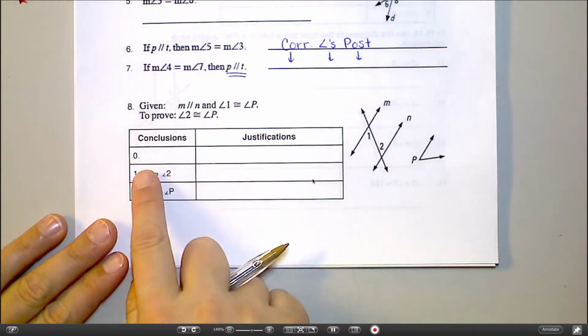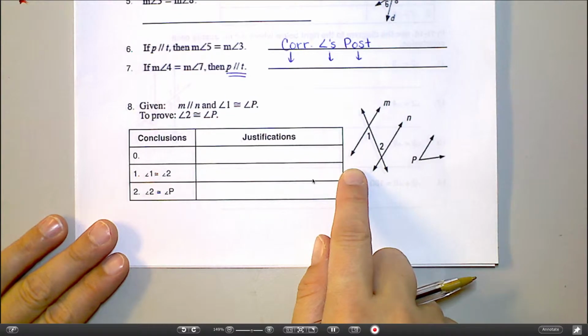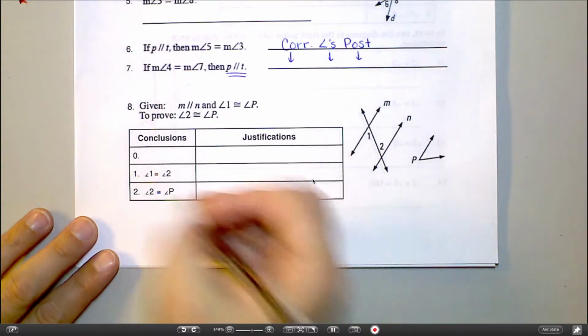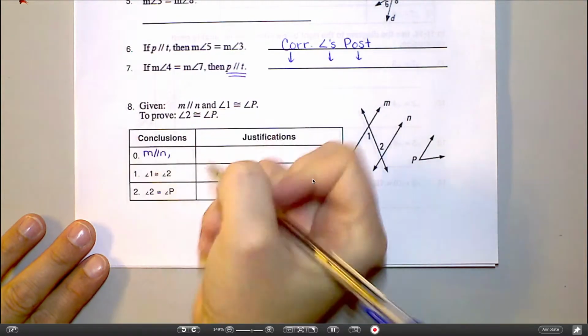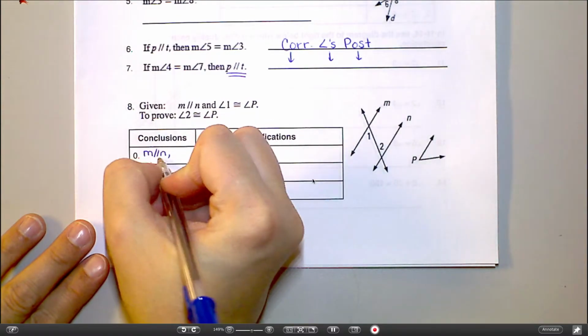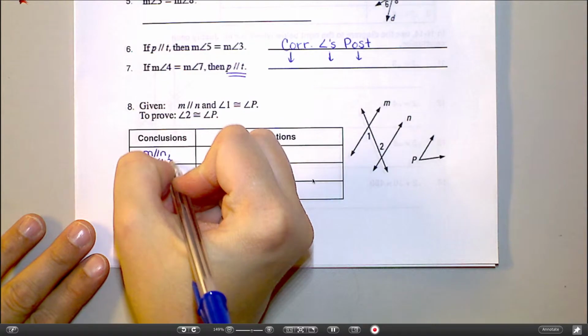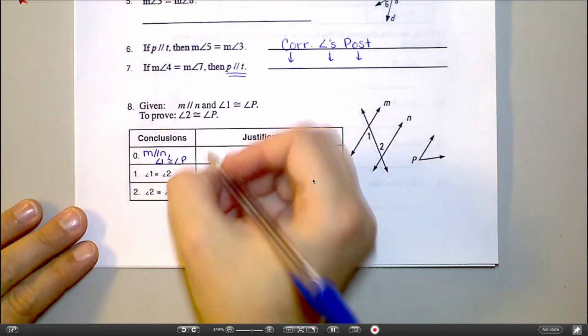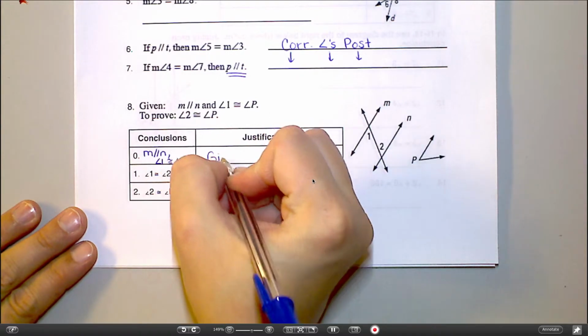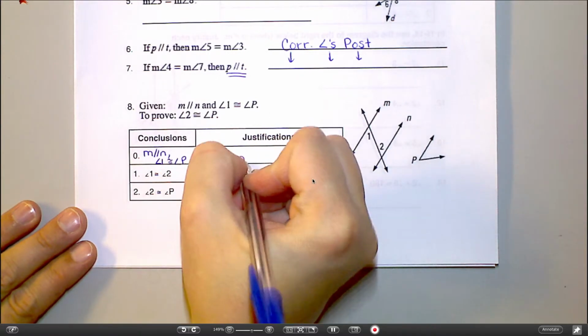Okay? So again, the first step of your proof is really easy. We just restate the given. So I'm going to restate M is parallel to N, and angle 1 is congruent to angle P. And my justification for that is that's my given. That's the hypothesis of my sentence.